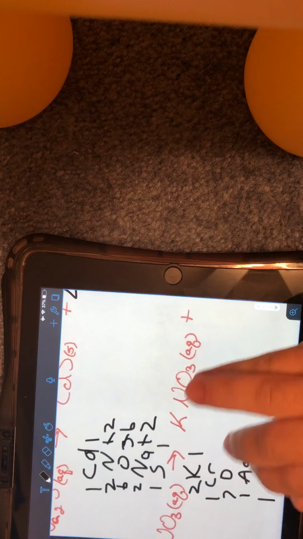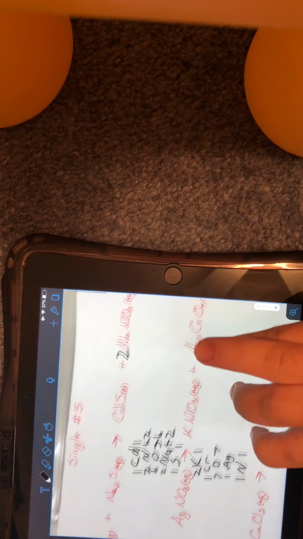And now on the product side, we have 1 K, 1 N, and we have NO3 and seven O's, 1 N, two Ag's, and then one Cr. So looking at this, you gotta go from top to bottom whenever you have multiple ones. So we gotta immediately change the K because it's not balanced.